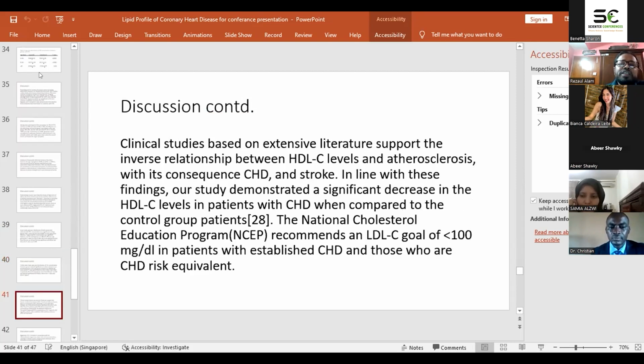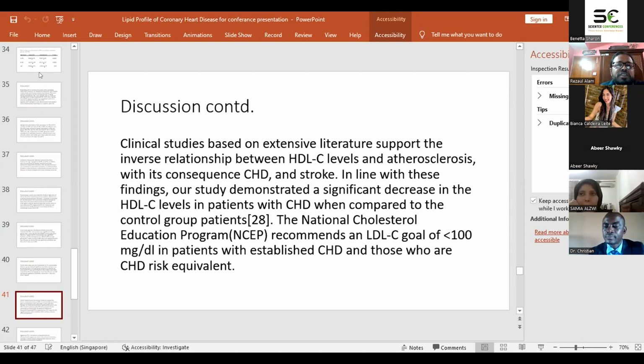Clinical studies based on extensive literature support the inverse relationship between HDL cholesterol concentration level and atherosclerosis, whose consequences are coronary heart disease and stroke. In line with these findings, our study demonstrated a significant decrease in HDL cholesterol concentration levels in patients with coronary heart disease when compared to the control group patients.